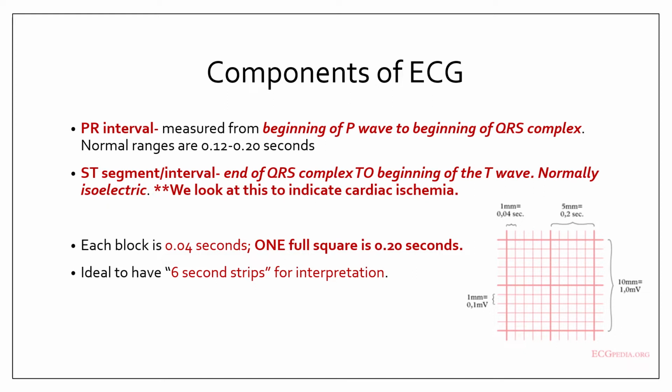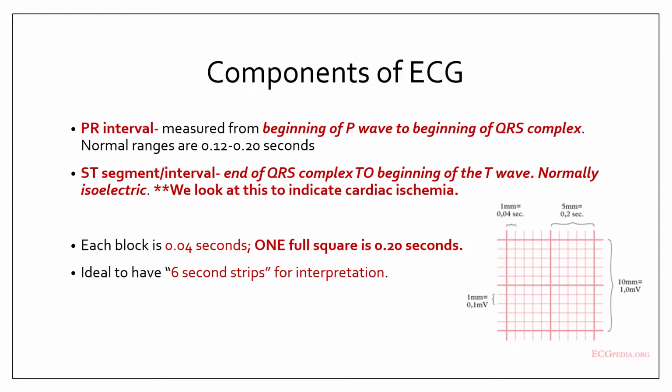Next, I'm going to talk about the ECG grid paper. So each small box on the ECG paper represents 0.04 seconds. And one large box, or 5 of those tiny small boxes, equals 0.20 seconds. And then we look at the vertical measurement. So vertically, 10 millimeters equals 1 millivolt. And this is going to help us assess voltage.